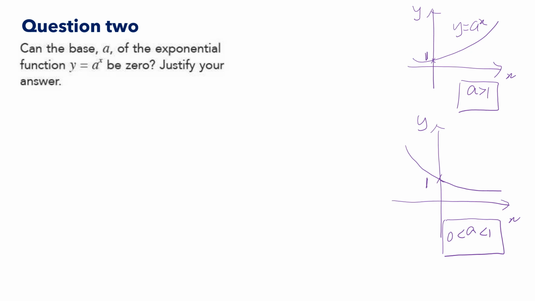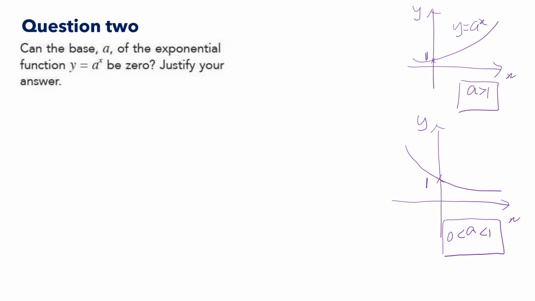So if you were to draw your number line, you will see that you need to be strictly more than 1 or strictly between 0 and 1. So in other words, you cannot take certain values of a. Why is that so? Why is it that a cannot take the value of 0? That's what we're going to do in question 2.